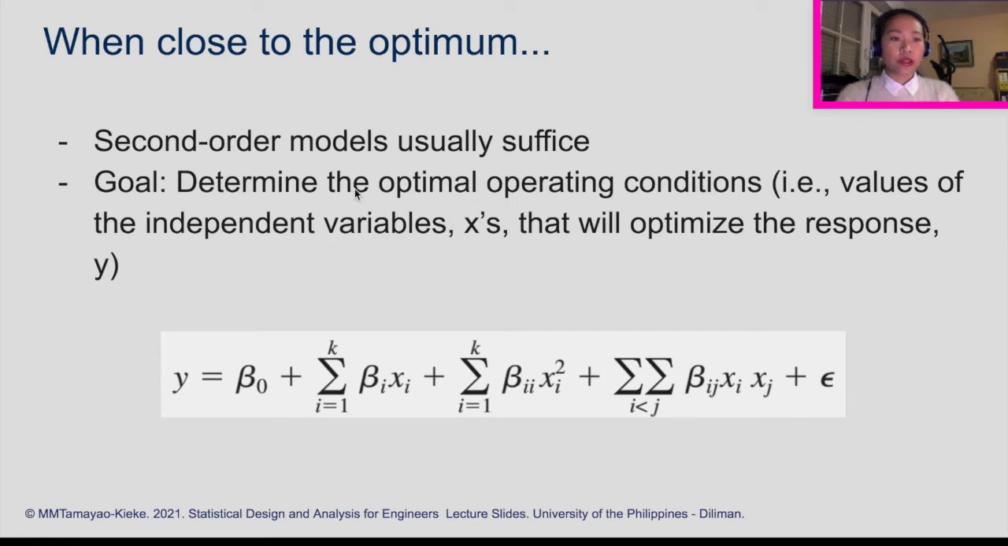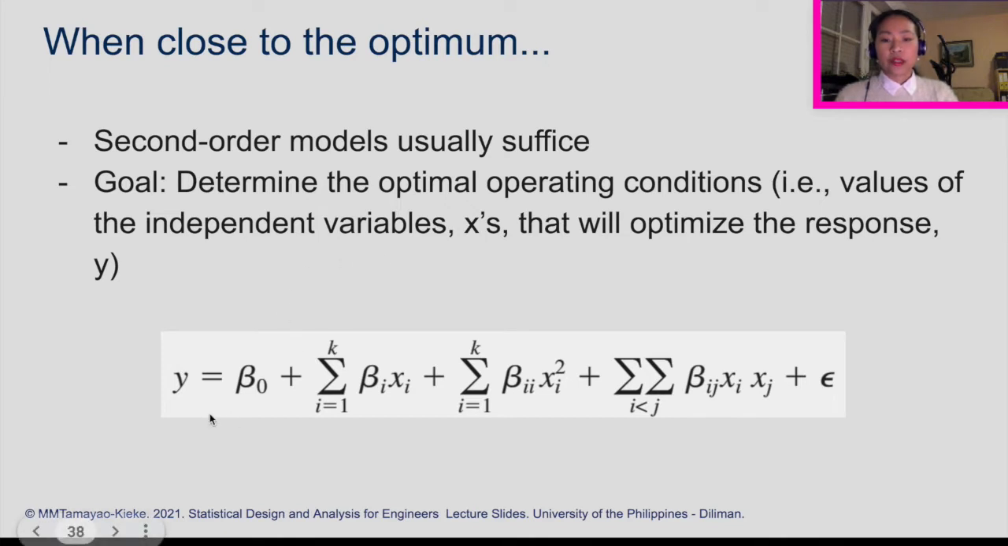Okay, so as I mentioned in the previous lecture, when you're close to the optimum or within the optimum region, the second order model usually suffices. So the first order models start to become inadequate, and usually the second order model is adequate. Okay, and the goal basically is to determine the optimal operating conditions. That means that you want to find the values of the independent variables, the x's, that will optimize the response y.